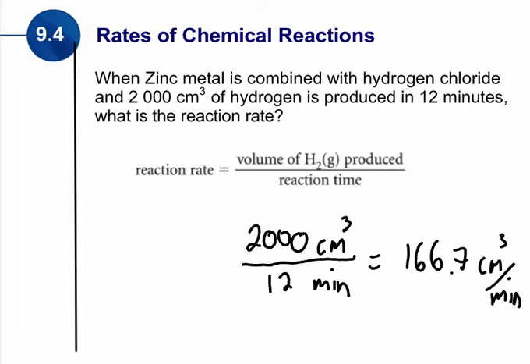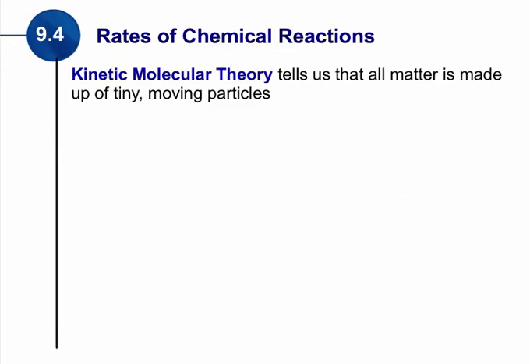Well, let's look at reaction rate in a little more detail here. Now, before we do, there's a couple theories we need to know. First one is what's called the kinetic molecular theory. And kinetic molecular theory is a pretty simple theory that says that all matter is made up of tiny moving particles. These tiny molecules are constantly moving, that's where we say kinetic, they're constantly moving around.